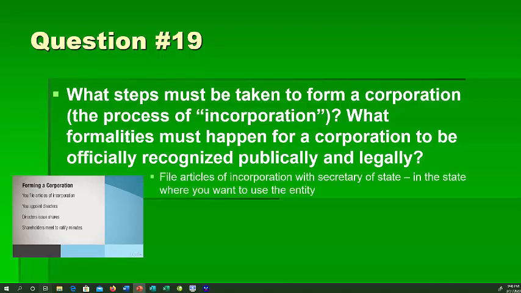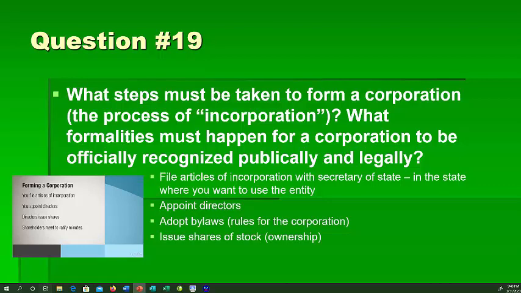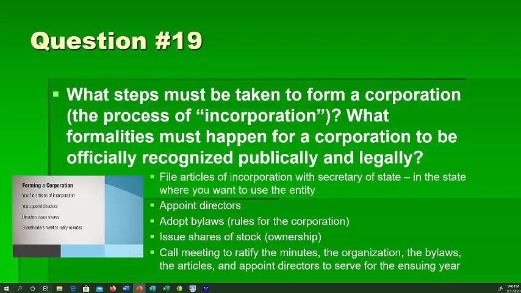Okay, so you file articles of incorporation with the Secretary of State. You appoint directors. You adopt bylaws, which again are the rules, and then you issue shares of stock for ownership, and then you'll have a meeting where you'll officially go over all of the paperwork, and you'll ratify the paperwork and the minutes, and then the directors will serve for the following year.